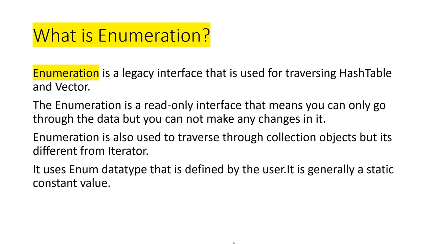Enumeration uses an enum data type that is defined by the user, and it is a kind of static constant value that is used for traversing a collection. So this is called enumeration.